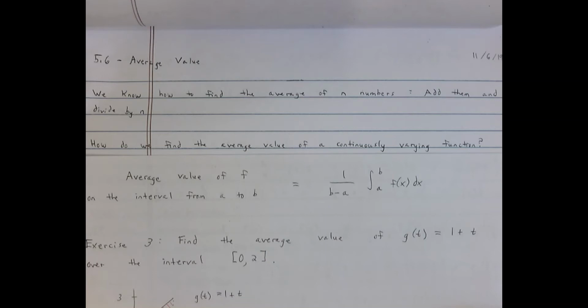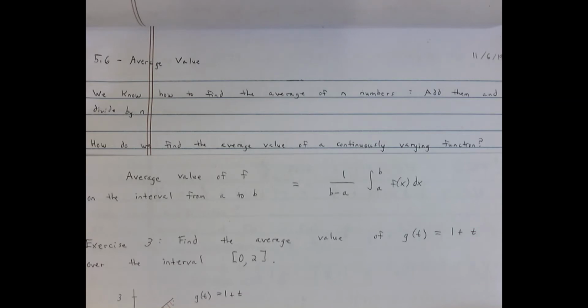Now, we know how to find the average of n numbers. You simply add them all up and divide by n. But how do we find the average value of a continuously varying function? For example, suppose we're interested in the temperature outside at time t. You'll investigate this function in the project for this section.